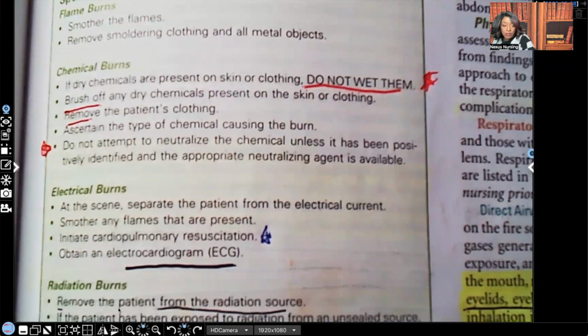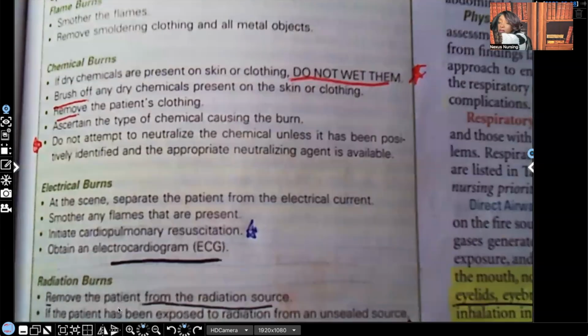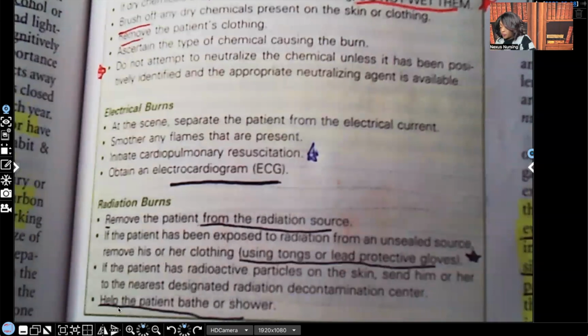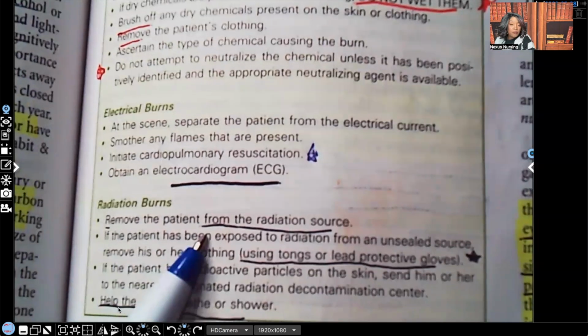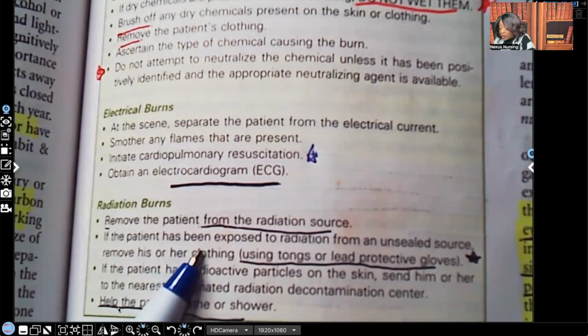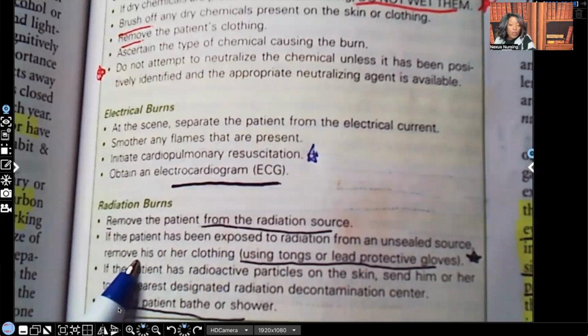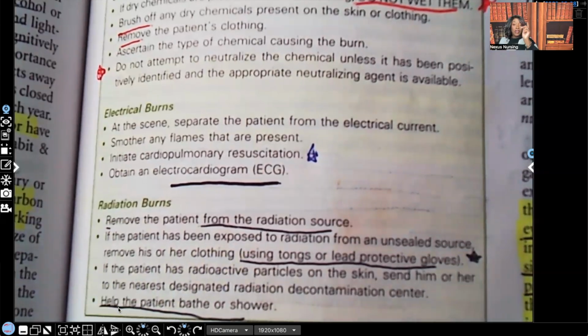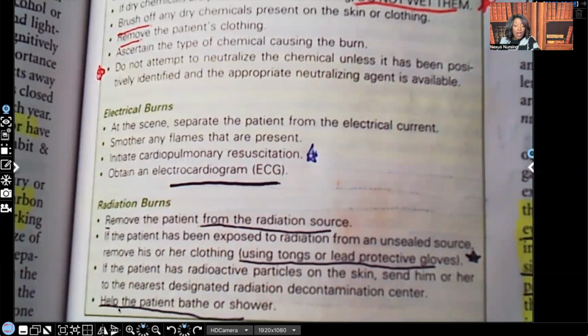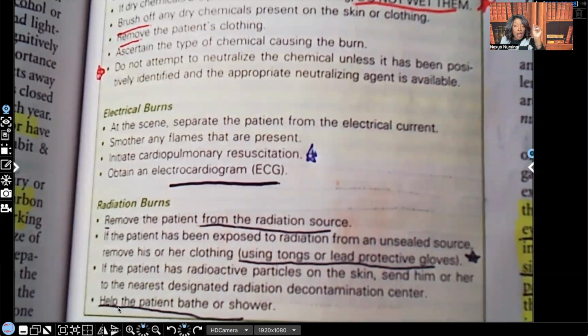Radiation burns. You're going to remove the patient from the source of the radiation. If the patient has been exposed to radiation from an unsealed source, remove his or her clothing. Here's the key, guys. Here's the key. By using what? Tongs or lead protective gloves, not your hands. That's the key. Using tongs or lead protective gloves, never your bare hands.